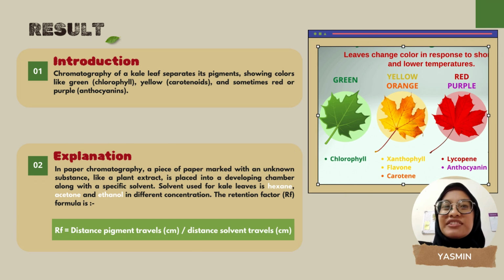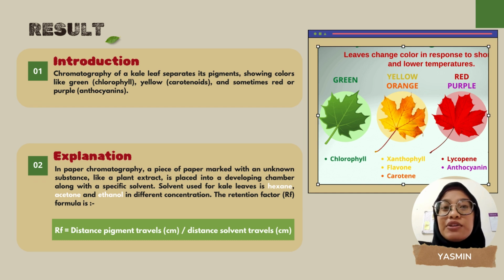Now let's move to the colorful world of kale leaf pigments through chromatography. Kale, renowned for its nutritional benefits, showcases a beautiful array of colors including green from chlorophyll, yellow from carotenoids, and sometimes even red or purple hues from the anthocyanins.